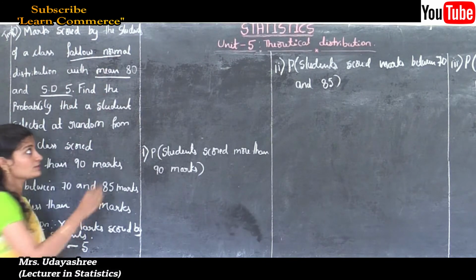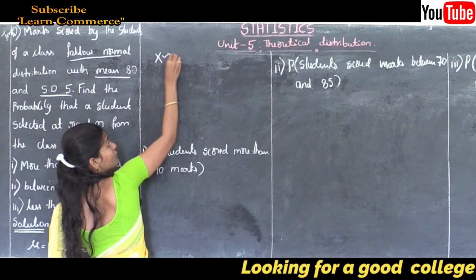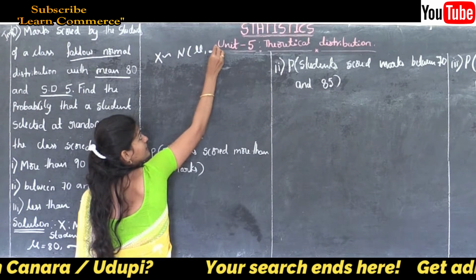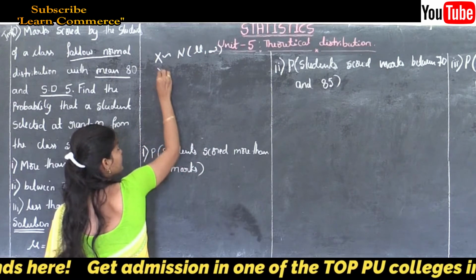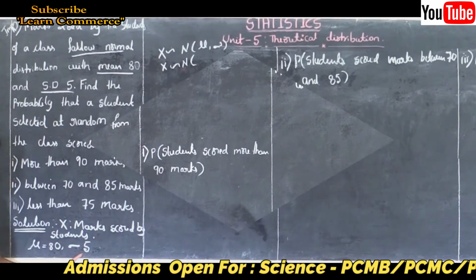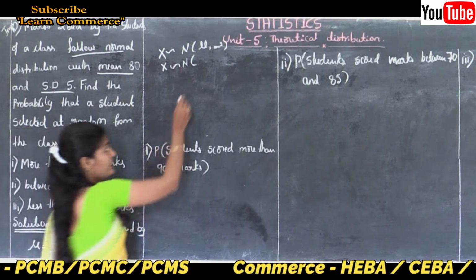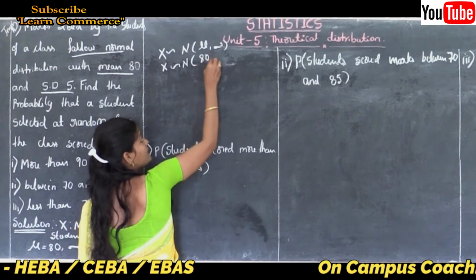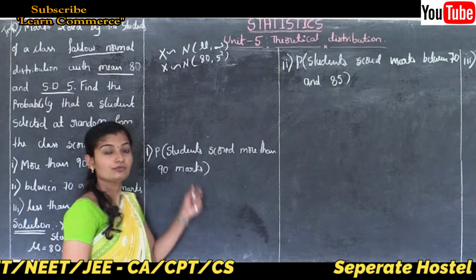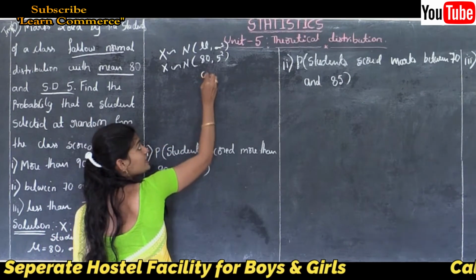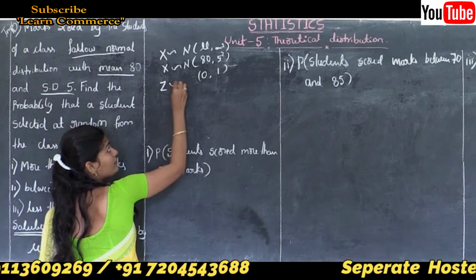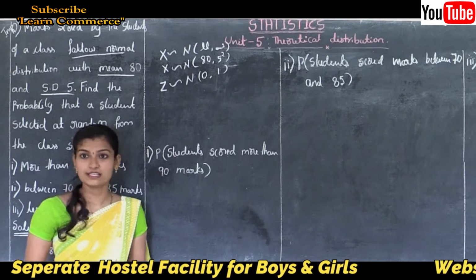How to write that x follows normal variate? Like this: x follows normal distribution with mean mu and variance sigma square. Here mu is 80 and sigma is 5, so I will write mu is 80, comma, sigma square is 5 square. And we know that if mu is 0 and sigma is 1, then it follows standard normal variate with normal distribution 0 comma 1.